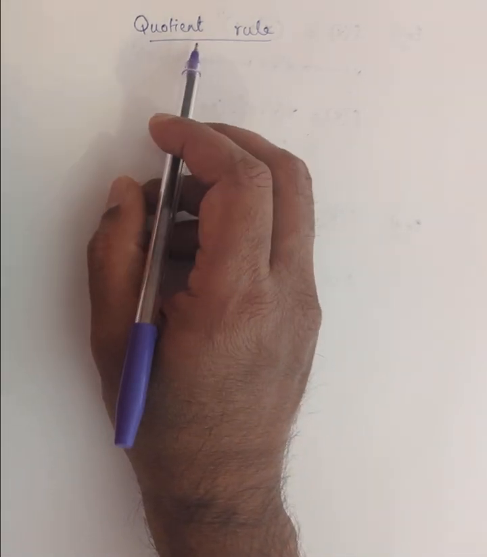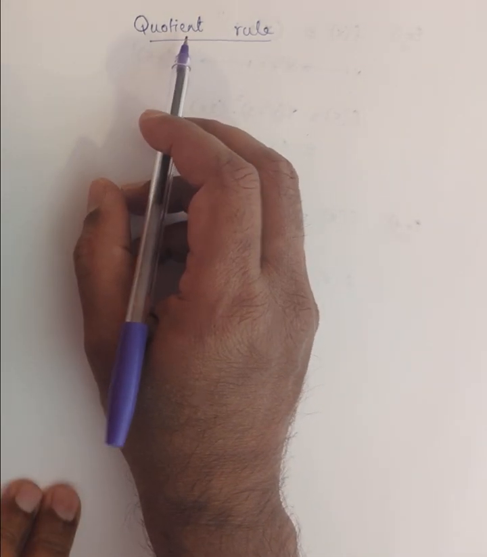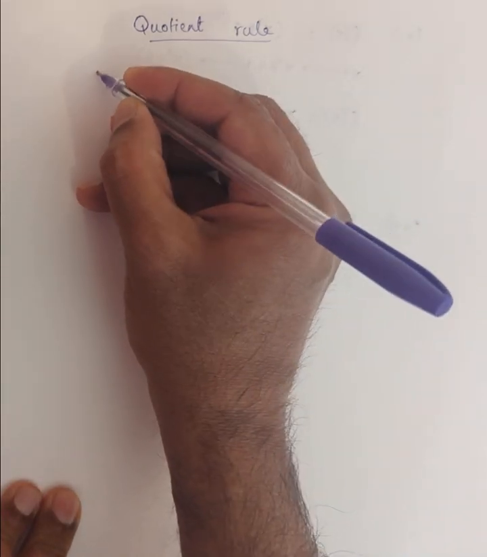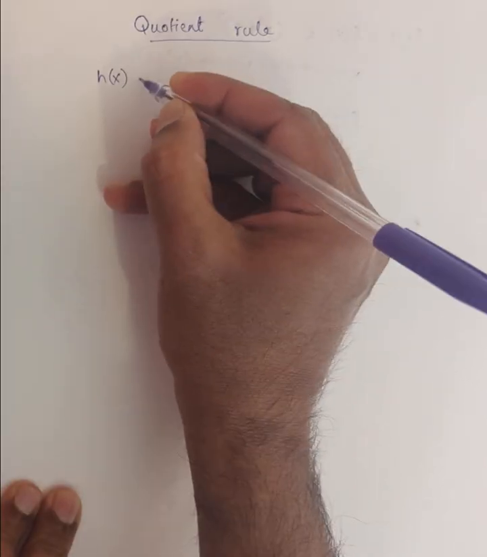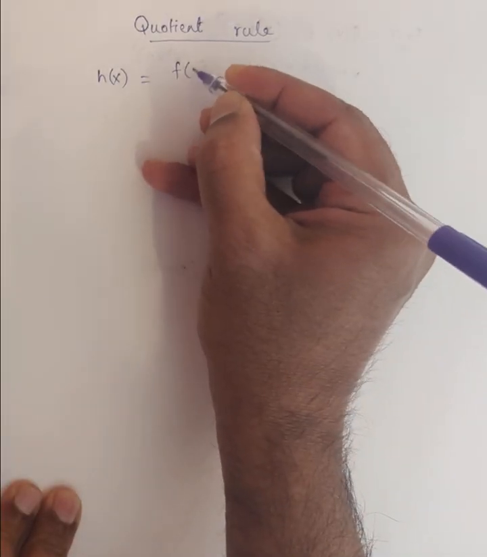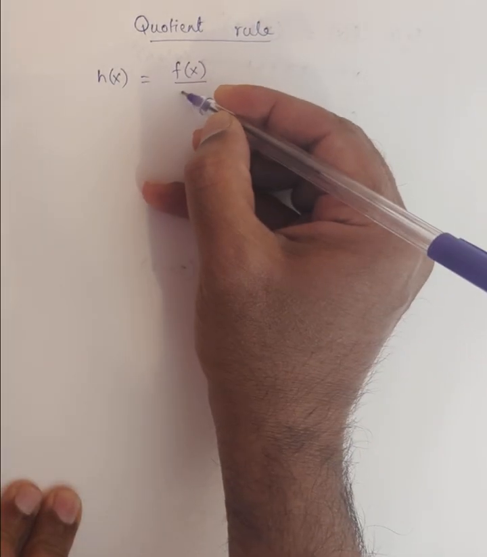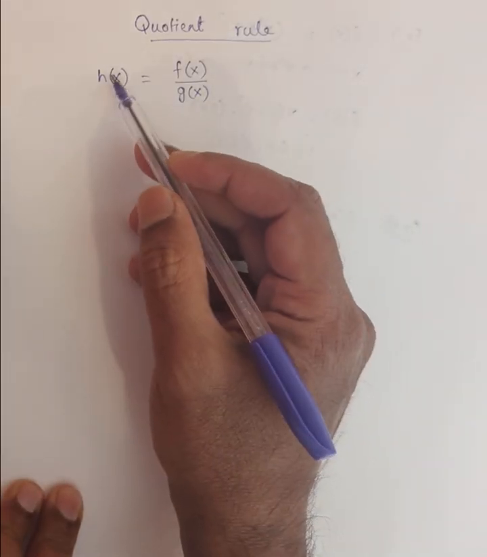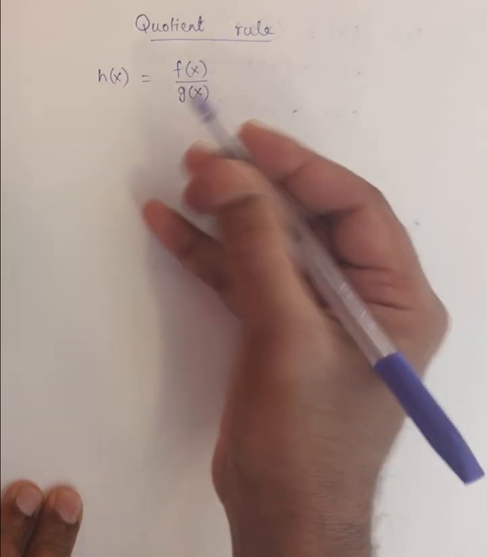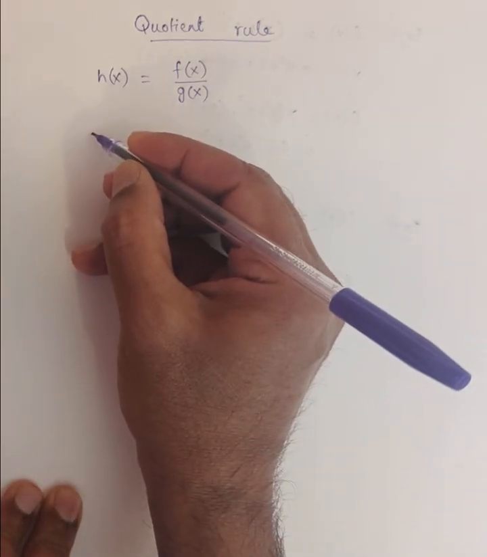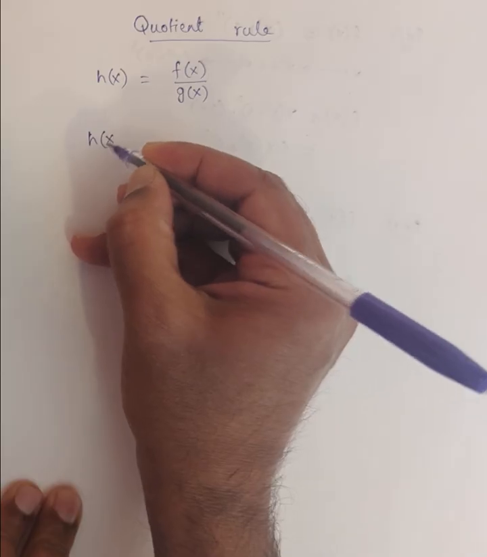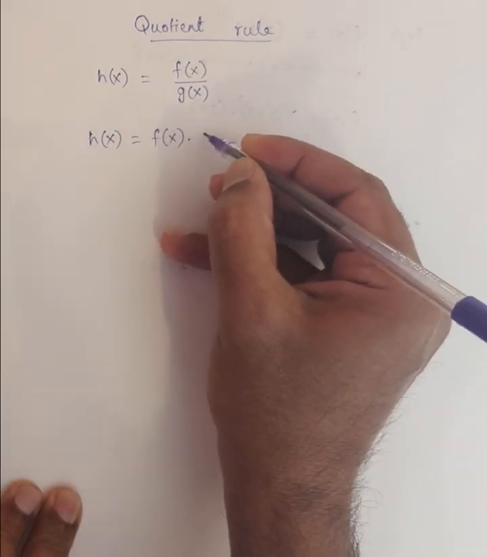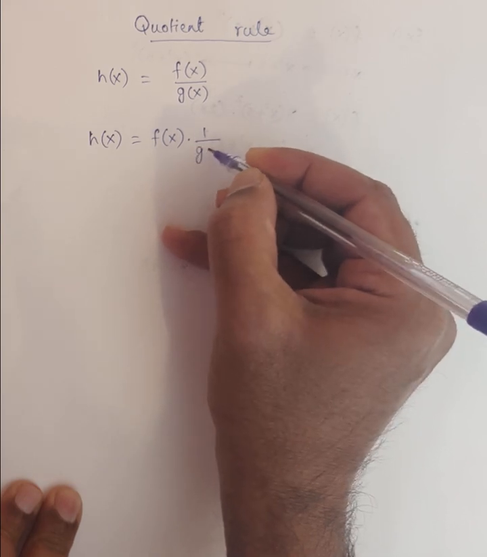We learn to differentiate a function which is quotient of two other functions. So say h of x is f of x over g of x. And we have to find the derivative of h of x. Now notice h of x could be written as a product of f of x and 1 over g of x.